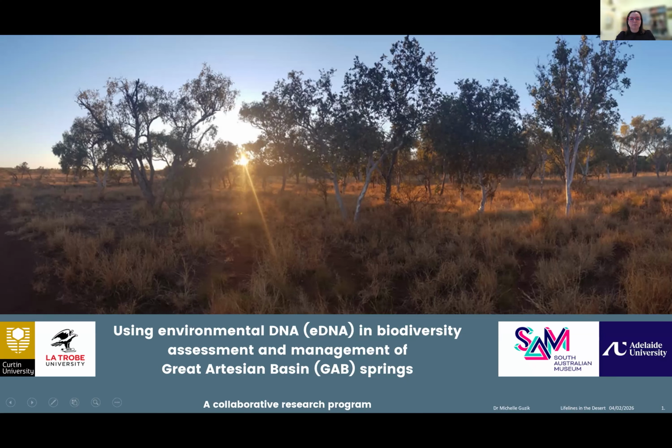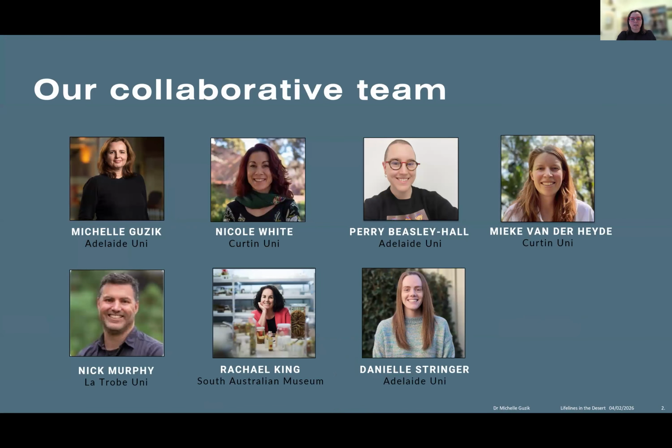And this is a collaborative research program undertaken by myself, but also a really high-level, critical collaborative team, including Nicole White from Curtin Uni, Perry Beasley Hall from Adelaide Uni, Mika van der Heide from Curtin Uni, Nick Murphy from La Trobe, Rachel King from South Australian Museum, and Danielle Stringer from Adelaide Uni. These people are experts in their fields of eDNA, taxonomy, systematics, phylogenetics, and without them, we couldn't have progressed as much as we have. So just wanted to acknowledge those people.